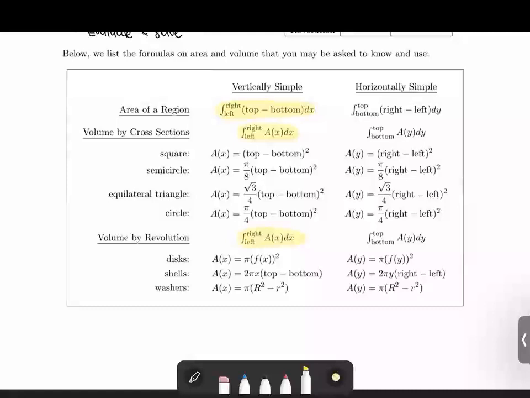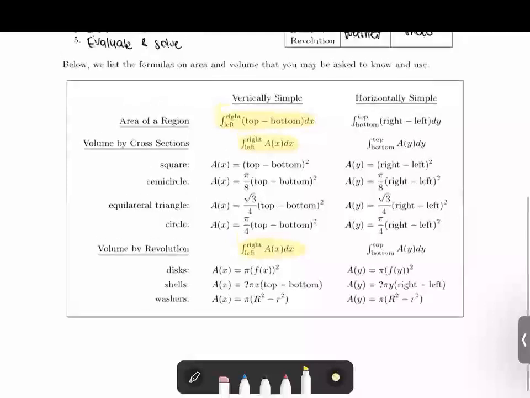So our intersection points are always going to become our bounds. And then our integrand is where a lot of the work is going to happen. So specifically, if you're struggling with volume by revolution and that setup, the same place where you found this worksheet, there is a link to a Desmos activity on the different methods for volume by revolution.